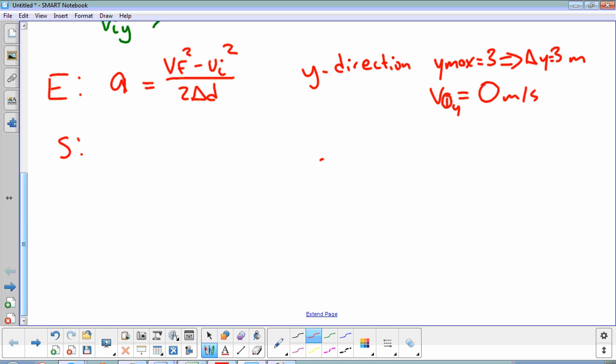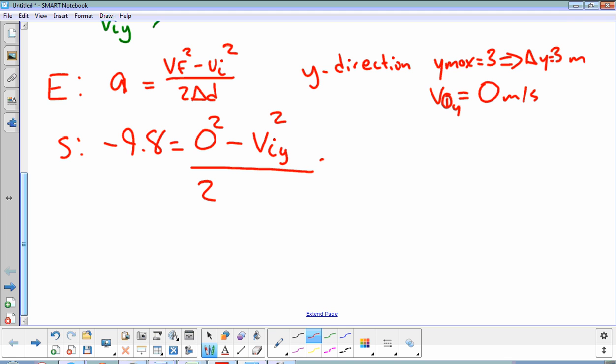Acceleration in the y direction is always what? On Earth, negative 9.8. V final squared, we just said, is going to be V at point 1, which is 0 squared, minus the initial squared, which we don't know. That's what we're calculating, right? And this is in the y direction, all divided by 2 times our delta y, which we said at that point is going to be 3 meters.